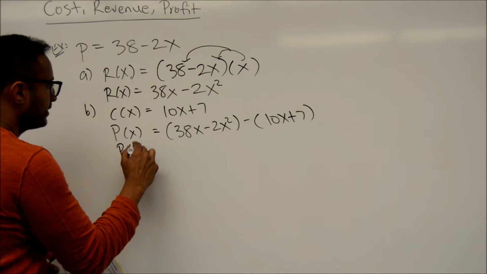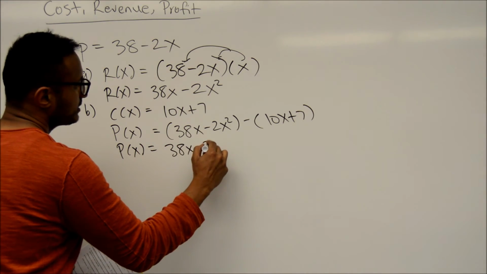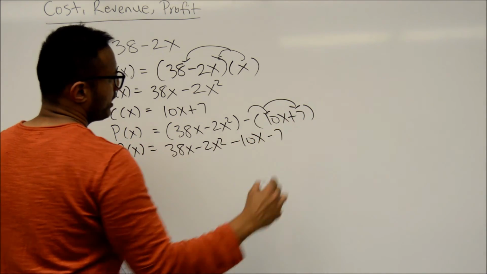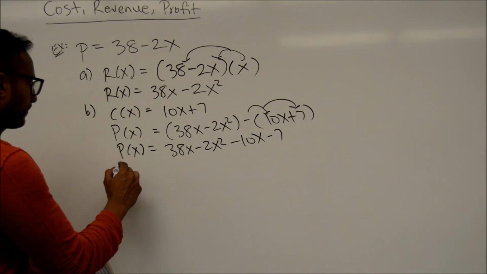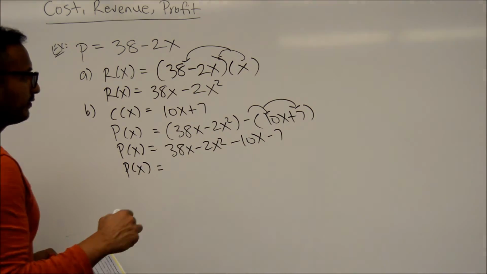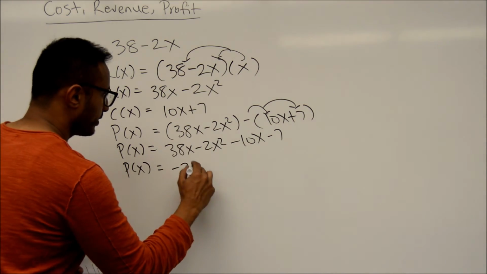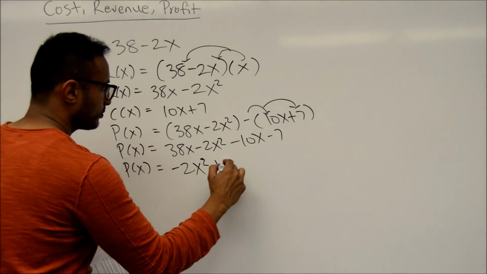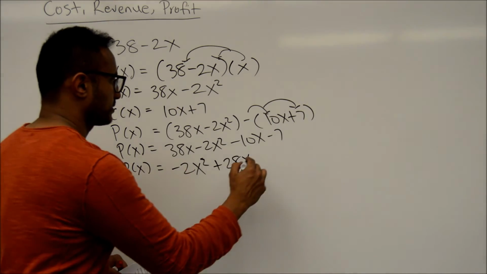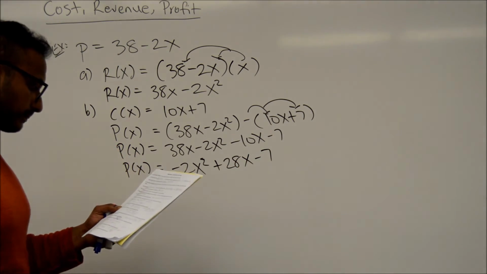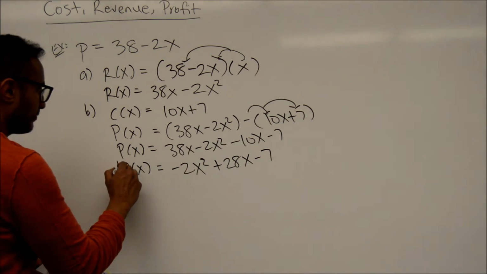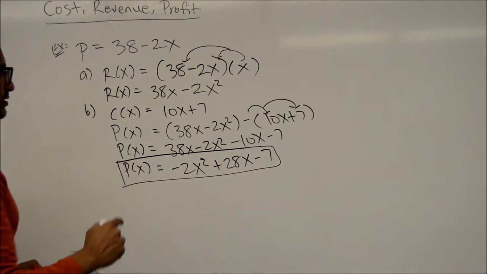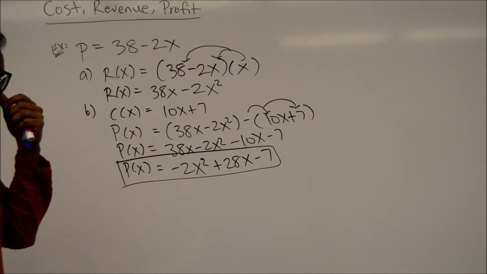Okay, so our profit is going to be 38x minus 2x squared. Let's distribute the negative. We have a negative 10x and we have a negative 7. So the profit, if you write this in standard form, we have a negative 2x squared, then we got 38x minus 10x, which is going to be 28x, minus 7. Okay, so this is going to be our profit function with respect to the number of dog leashes that are sold.